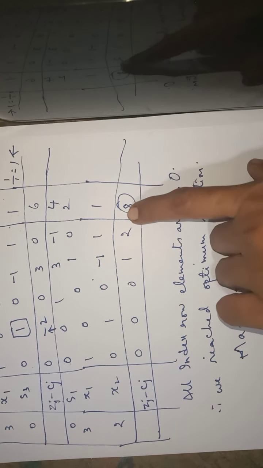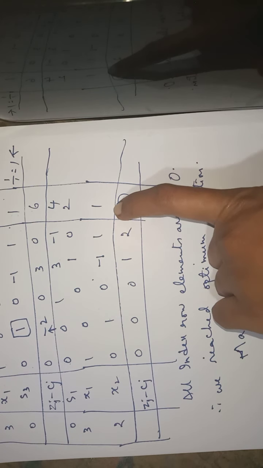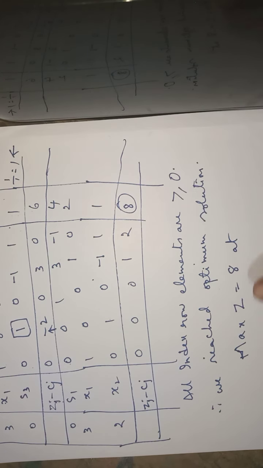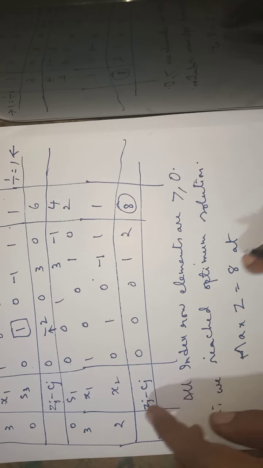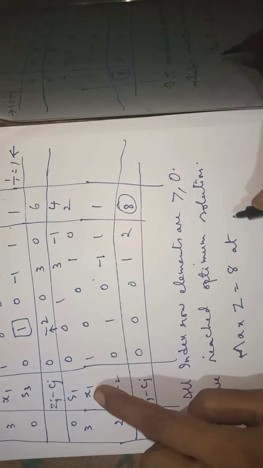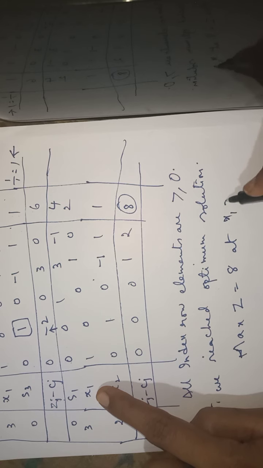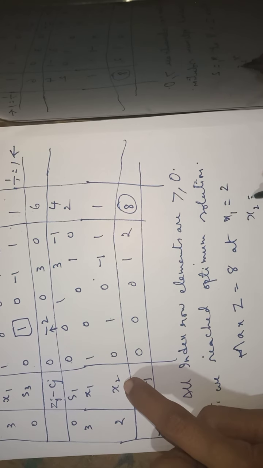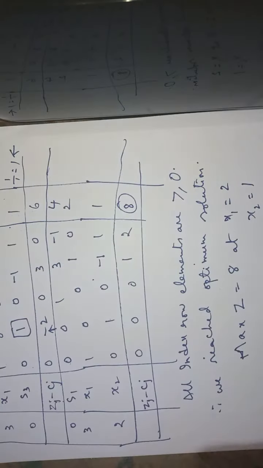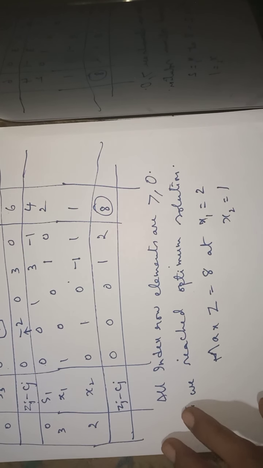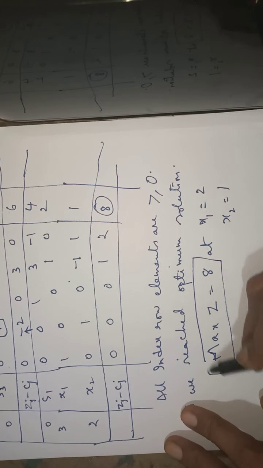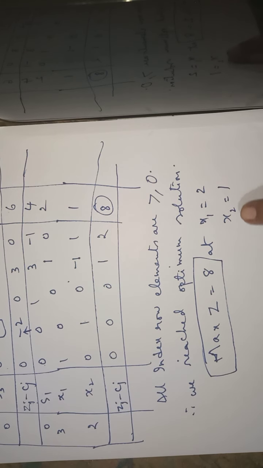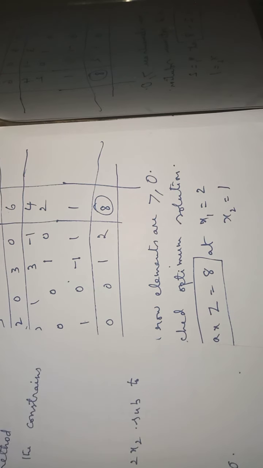Max z is equal to whatever the value is at the right side corner; that is the answer. Max z is equal to 8 at x1 equals 2, x2 equals 1 and s1 equals 4. No need to write that. That means max z is equal to 8 at x1 equals 2, x2 equals 1. If you want, in the given problem, if you substitute this x1 value and x2 value, you will get 8.